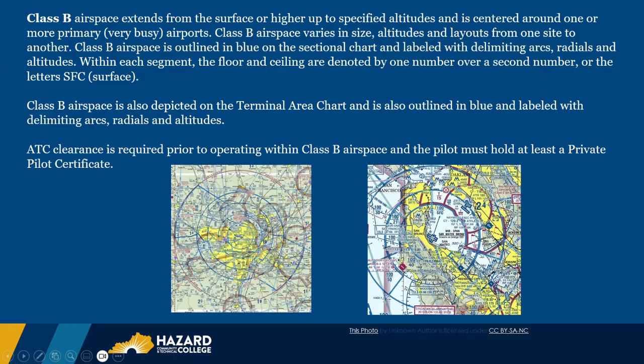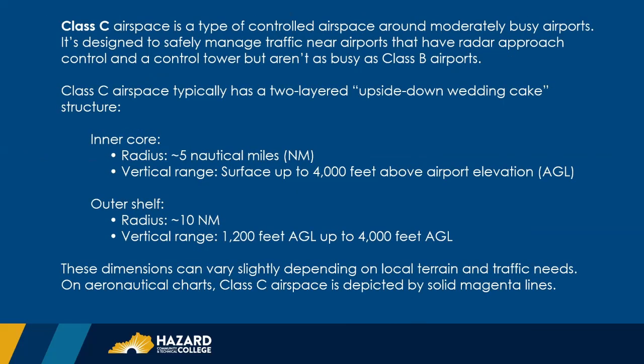So the airspace tends to go from magenta to blue, back to magenta. Class C airspace is a type of controlled airspace around moderately busy airports. It's designed to safely manage traffic near airports that have radar approach control and a control tower but aren't as busy as Class B airports. Class C airspace typically has a two-layered upside-down wedding cake structure.